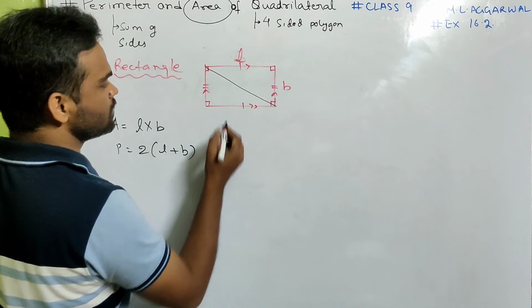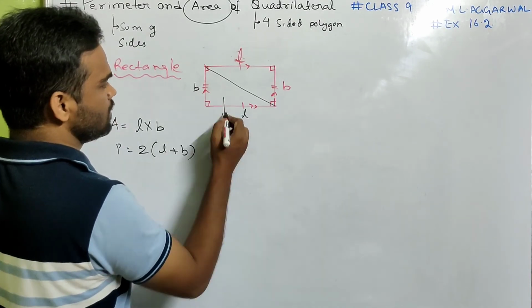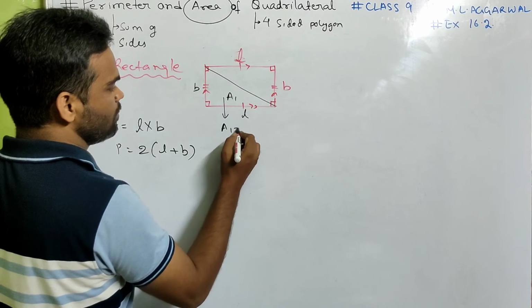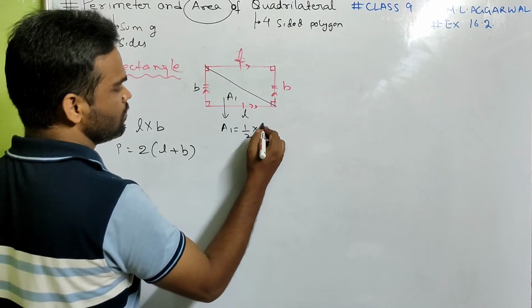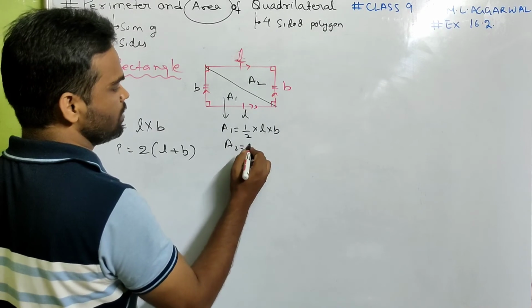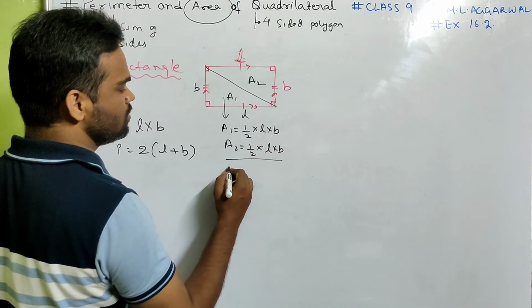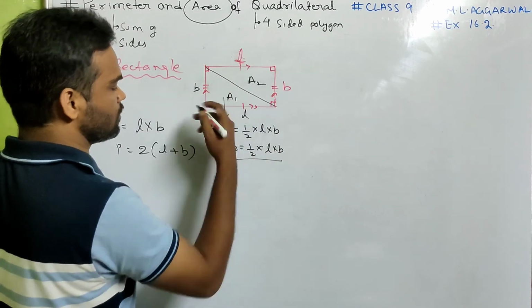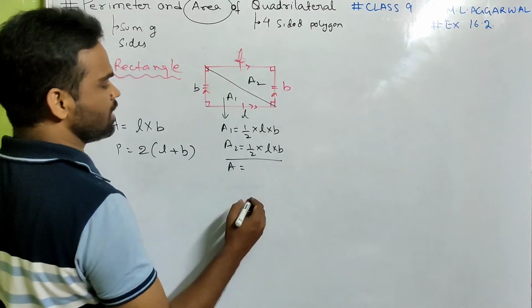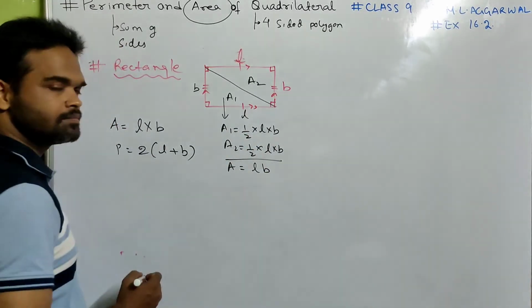How come length into breadth? Very simple. Again, over here, area is what? This is L, this is B. So A1 will be half into base into height. Suppose this is A2. So A2 will be again half into base into height. You add these two. So A1 plus A2 will be the total area of a rectangle, and half LB plus half LB will be LB only.